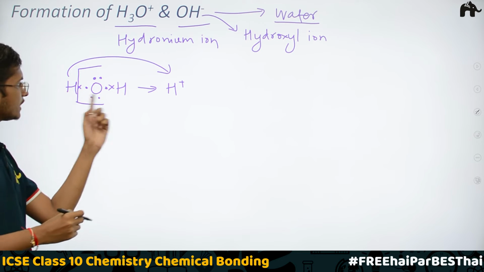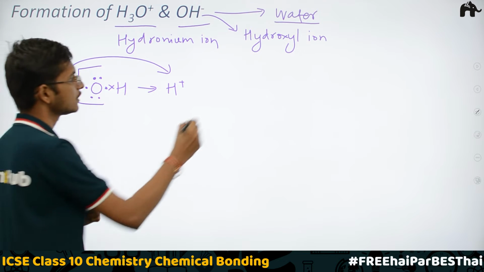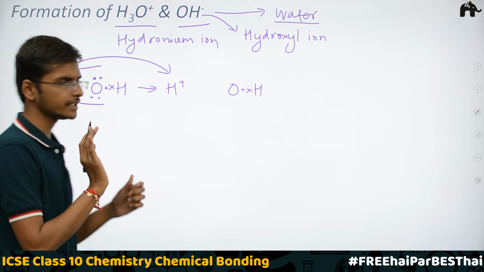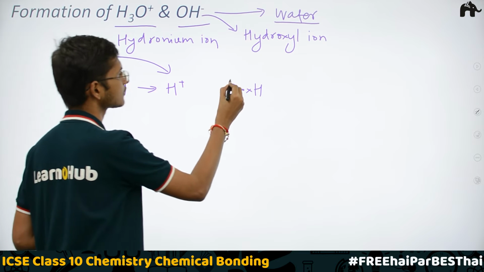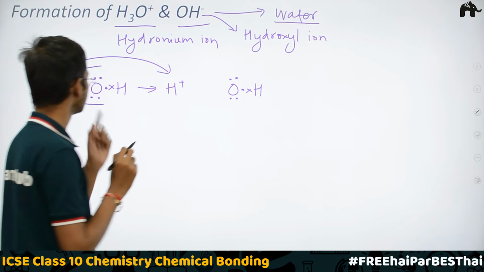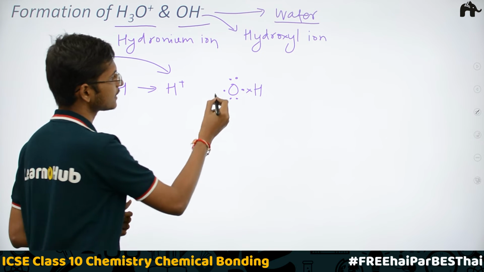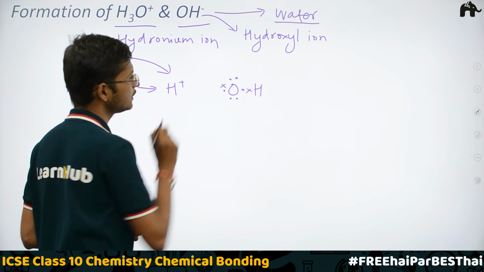And what is now the case with this O and H? This oxygen and hydrogen are having their shared pair intact. The lone pairs are also intact. But now see here, this electron is of oxygen, but this electron was of hydrogen, right?